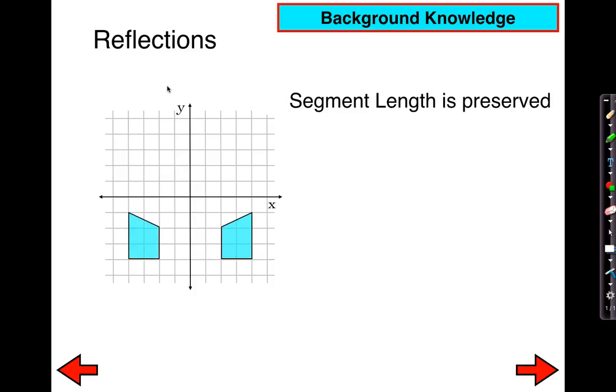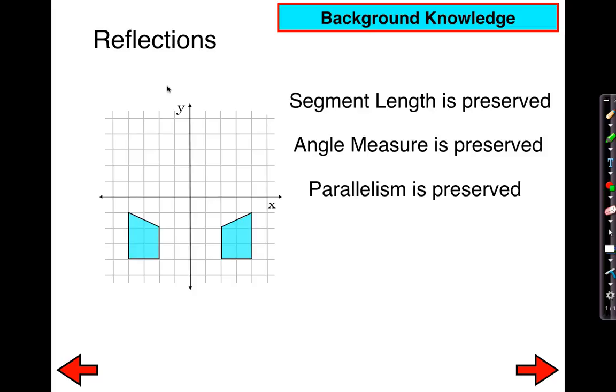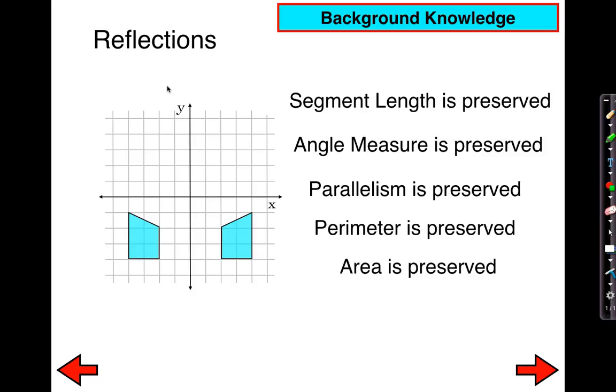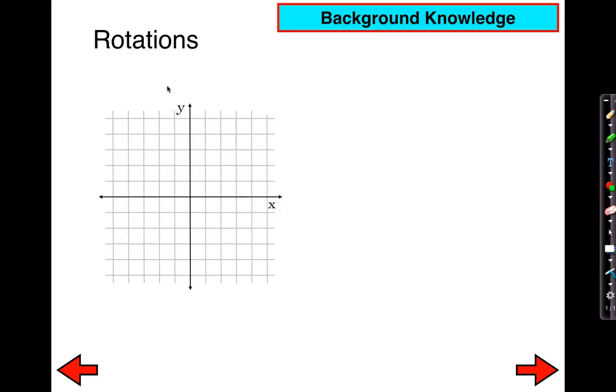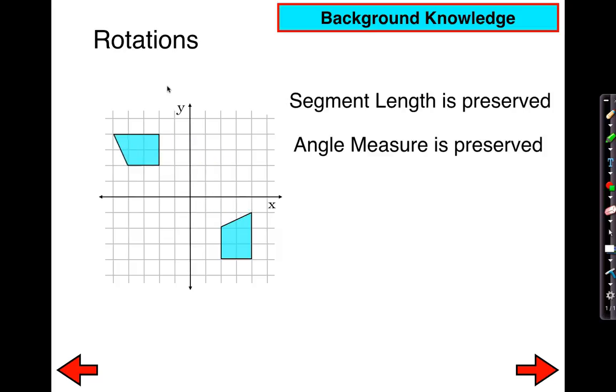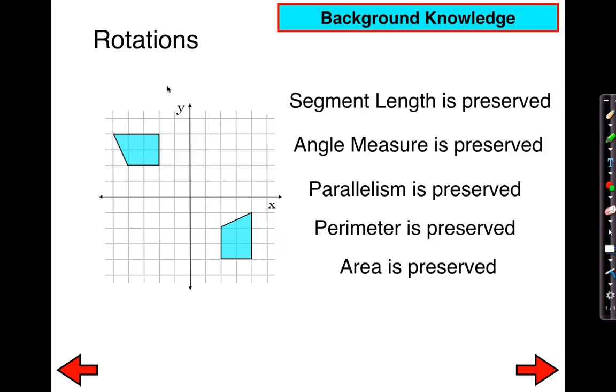With reflections, again, segment lengths are preserved, angle measures are preserved, parallelism is preserved, perimeter is preserved, and area is preserved. And this is also going to be true about rotations. So once again, the segment lengths are preserved, the angle measurements are preserved, parallelism is preserved, perimeter is preserved, as well as area. And why are all these different things preserved? Because we know that all of these three types are considered rigid motion, which then means that the pre-image and the image are both congruent.